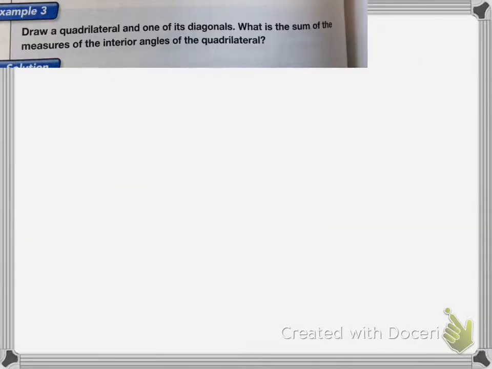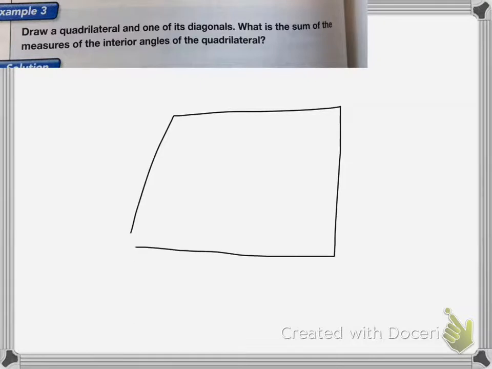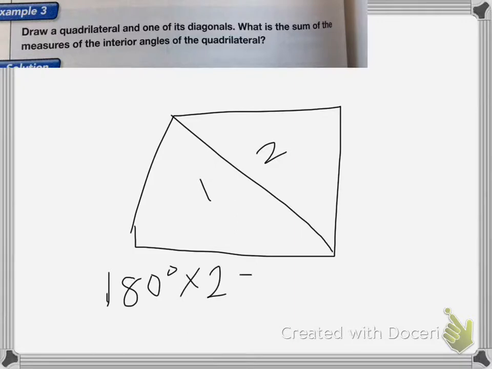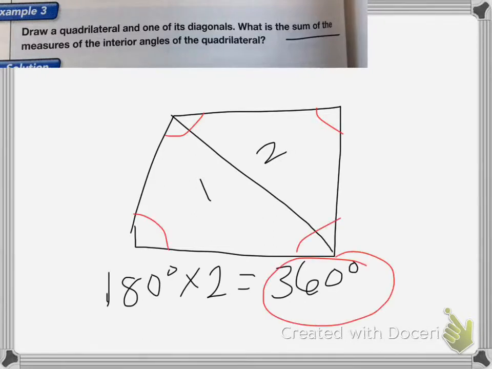On this one, it wants me to draw a quadrilateral and 1 diagonal. What is the sum of the measures of the interior angles of the quadrilateral? So I can draw any quadrilateral. I'm going to draw this one with a diagonal through here. Now if you look, we have 2 triangles inside of this quadrilateral. And again, all the angles of each triangle have to equal 180 degrees. So if I multiply that by 2, I end up with 360 degrees. So the sum of all of these interior angles has to equal 360 degrees.